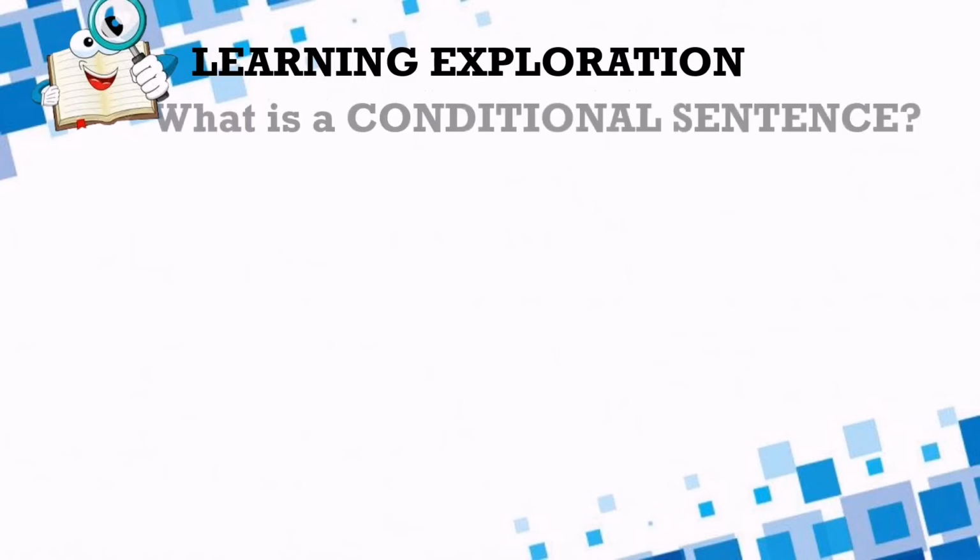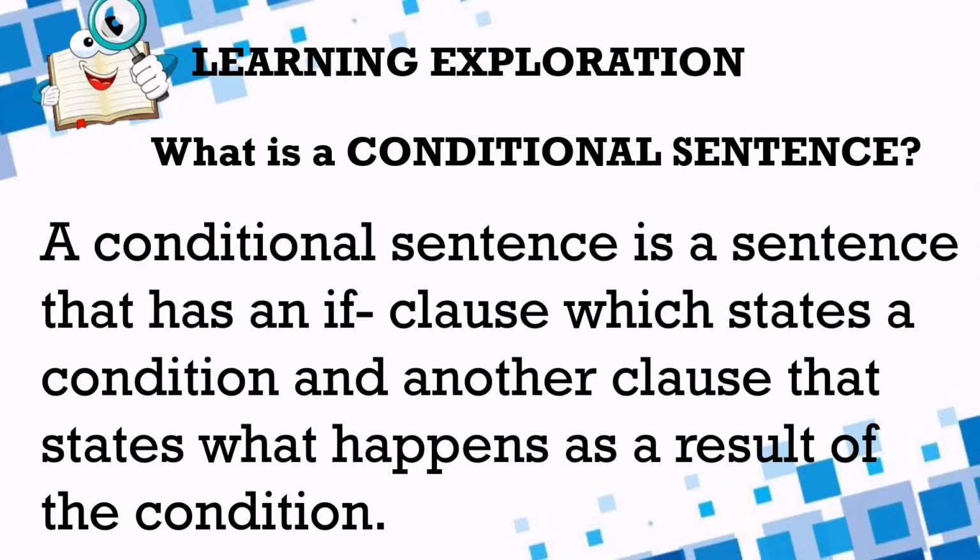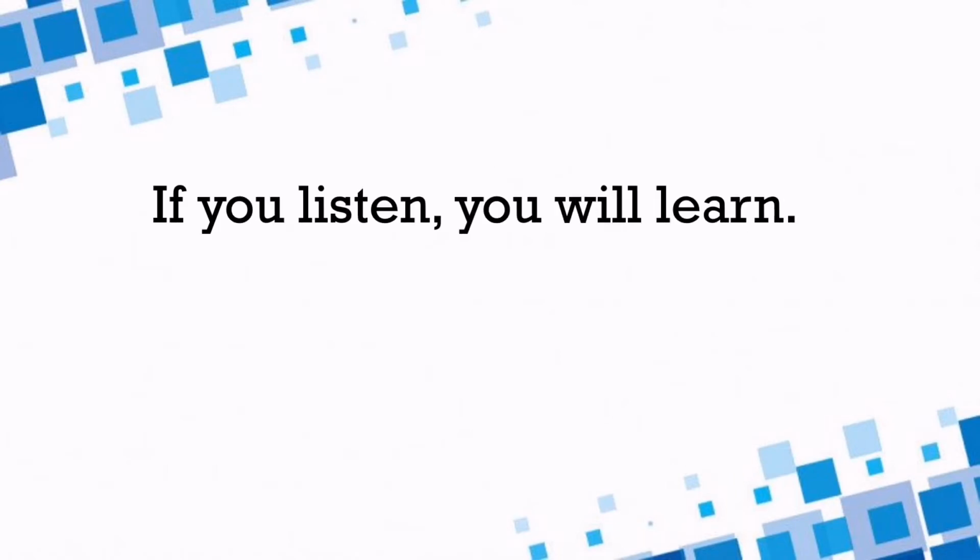Before we talk about the different types of conditional sentences, let us first answer the question, what is a conditional sentence? A conditional sentence is a sentence that has an if clause, which states a condition, and another clause that states what happens as a result of the condition. Let us have example number 1. If you listen, you will learn.